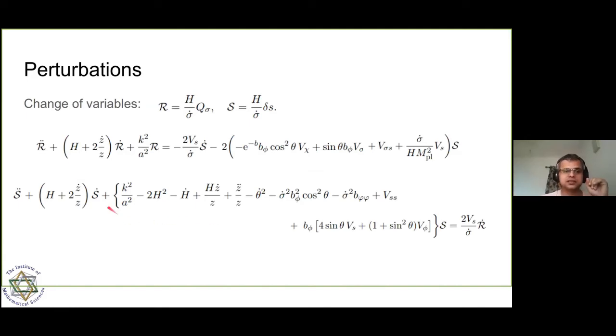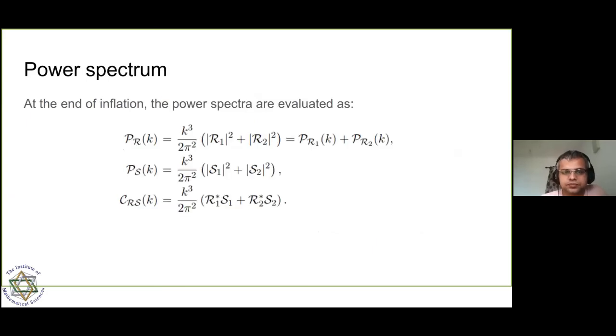And you can see that in single field inflation, it is just R double dot plus this term R dot plus k squared by a squared R equal to 0. But in the two-field case, you have this coupling term as well as this isocurvature term, all right? So isocurvature gets generated, and it also sources the curvature perturbations.